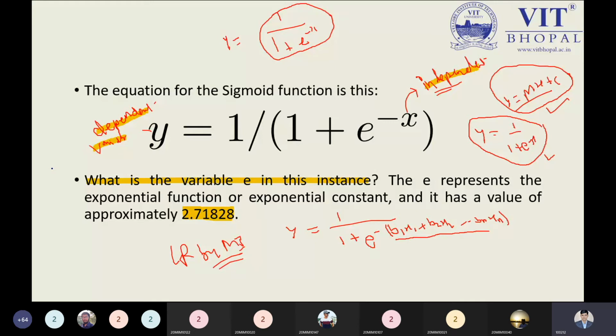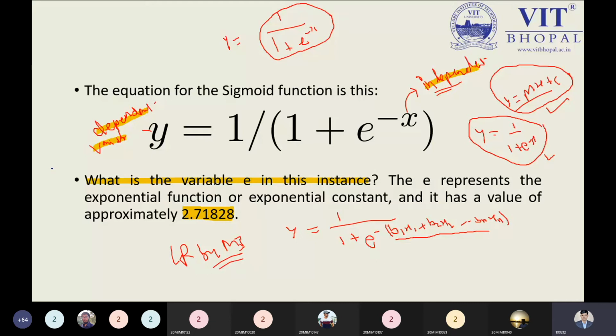A student asked me a question: sir, if we have multiple independent features, then how can we represent our equations? At that time I told him the equation can be modified to y equal to 1 upon 1 plus e to the power minus (b1 x1 plus b2 x2 and so on up to bn xn), because we're talking about multiple independent variables. Here we have one independent variable, and the equation is y equal to 1 upon 1 plus e to the power minus x. So this is the equation we have to keep in mind.